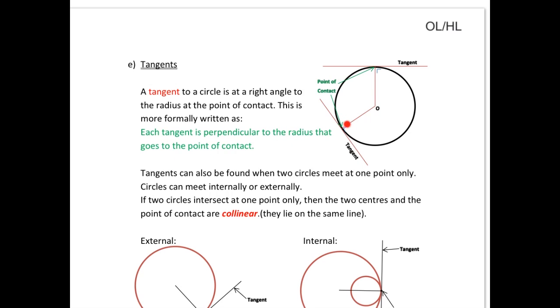So here I have a circle and I've drawn two tangents to this circle. If you take the point of contact and connect that point to the center, then that line will be at right angles to the tangent. So this blue line here is at right angles to that tangent on top, and this purple line here is at right angles to this tangent over here.